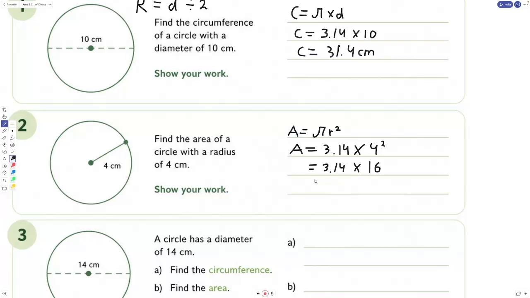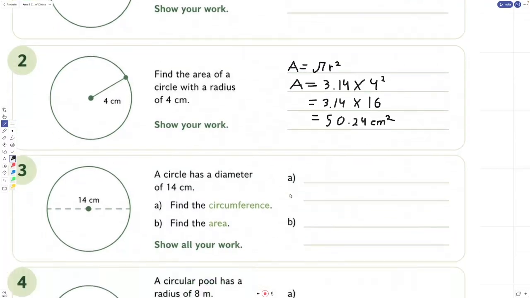And what is that going to give us? Well, if you said 50.24 centimeters squared, you are correct. Good job on that. So just remember again, order of operations is very important for calculating the area. You need to do exponents first before doing anything else.